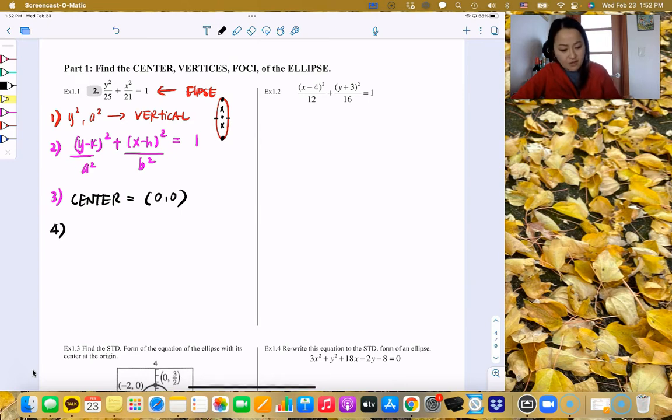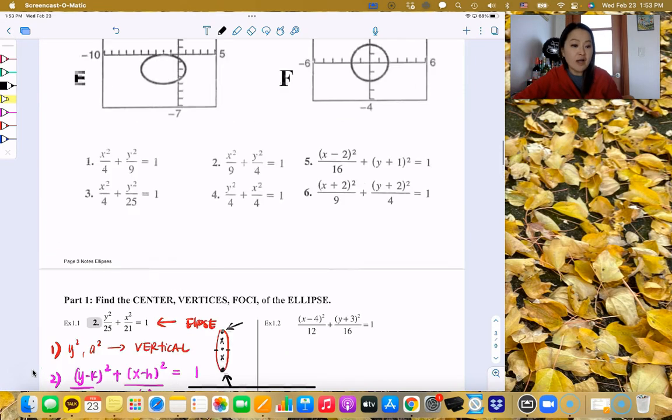What else do you have to find? You have to find the vertices, and you know that the K is the one that's shifting. H stays alone. H, leave it alone. It goes up and down. How much? You have to calculate the A, B, and C. So you know that the A is 5, B is root 21. What about C? Well, if you forgot, move up.